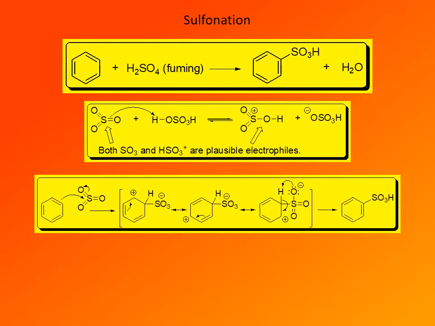There are two proposed mechanisms for this reaction. The first mechanism, the earlier mechanism, involves donation of an electron pair, the pi electron pair, from benzene to sulfur trioxide to generate the intermediate cyclohexadienyl cation. And now in an intramolecular reaction, within the same molecule, there is proton transfer from carbon to oxygen. This proton transfer accomplishes two things. It restores the aromatic ring and protonates oxygen, so the final product is obtained. The final product is benzene sulfonic acid.